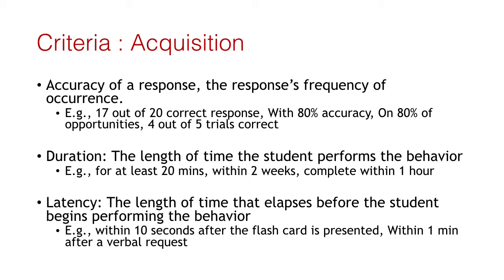Criteria is really easy. It's all about numbers. By having criteria, you can measure the student's behavior and determine whether the student has learned the behavior or not. You can describe criteria in different ways. The first one is accuracy of response, like frequency of occurrence. So 17 out of 20 correct responses, with 80% accuracy on 80% of opportunities, or 4 out of 5 trials correct.